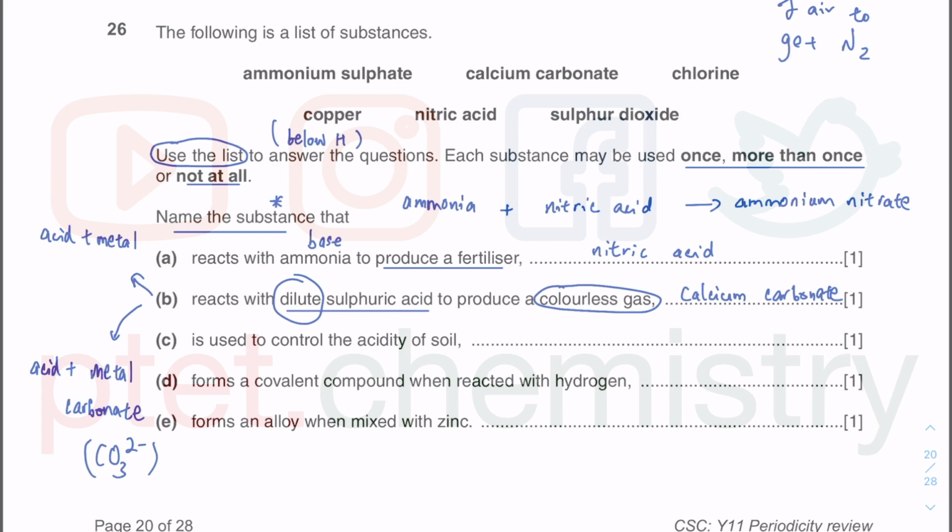Next up: controlling the acidity of soil. You want to reduce the acidity of the soil because you don't want the soil to be too acidic.